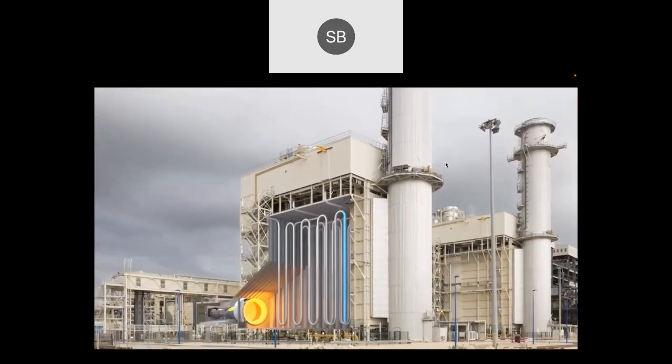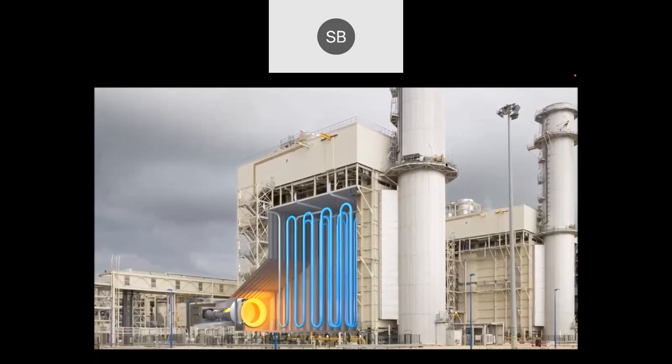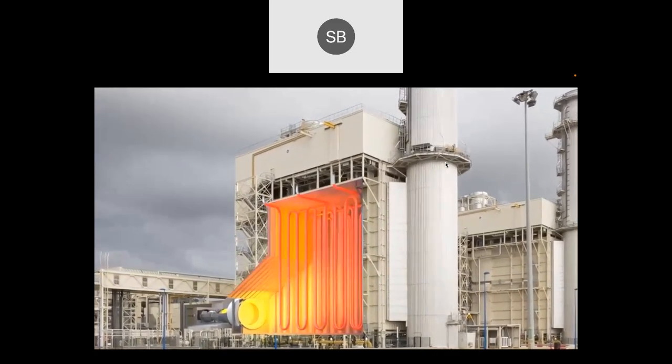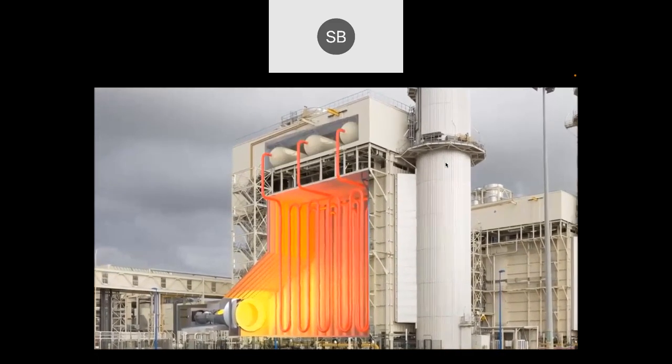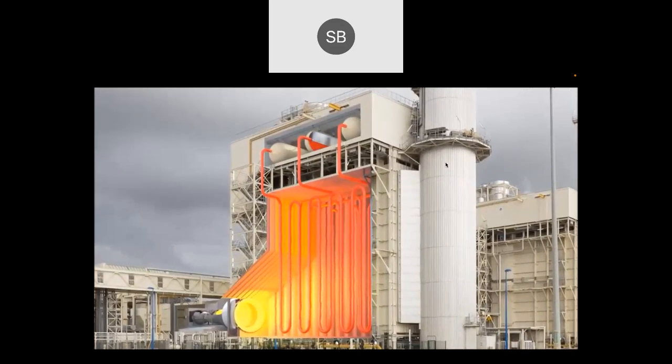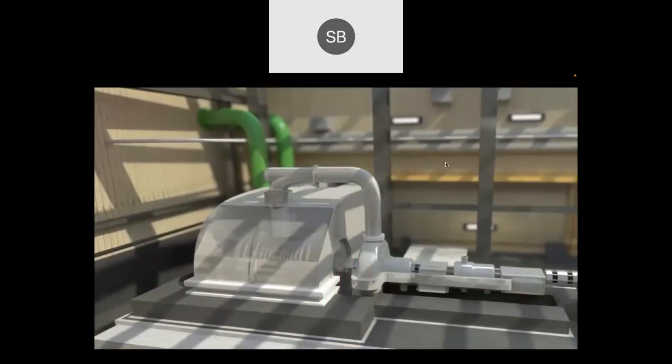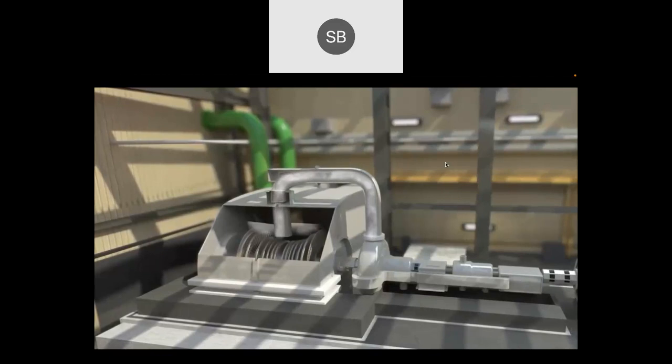The compressed air then travels to the combustion chamber, where it mixes with the fuel. This air-gas mix ignites and produces exhaust gases that turn the combustion turbine. This turbine drives the generator.